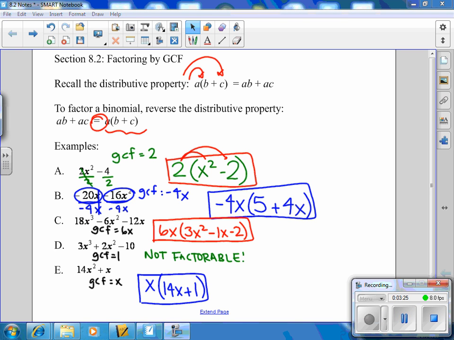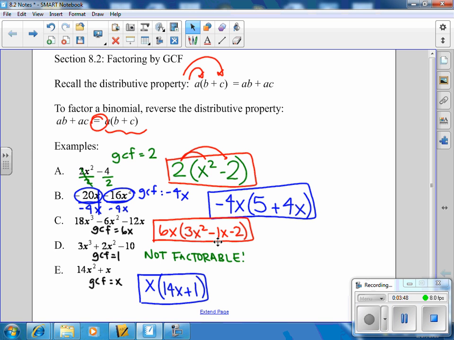Alright, here are your answers. The first one you should have taken out as 6x, and you were left with 3x squared minus 1x minus 2. You don't really need that 1 there, but if you put it on there, it's not wrong. D is not factorable. The only thing those things have in common is a 1, and it doesn't make much sense to take a 1 out because you're not going to change anything.